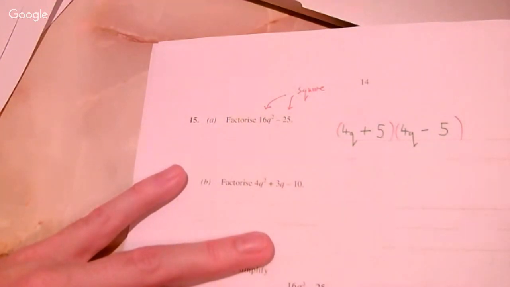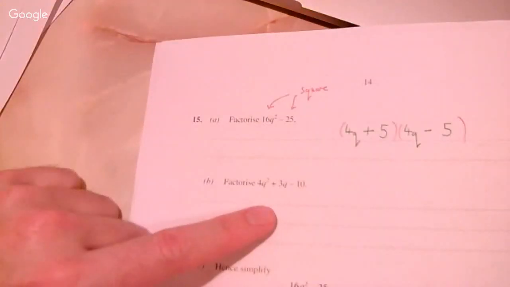Okay, so the difference of two squares, and the way I spotted it was that both numbers were squares. Now, factorize 4q squared plus 3q minus 10.